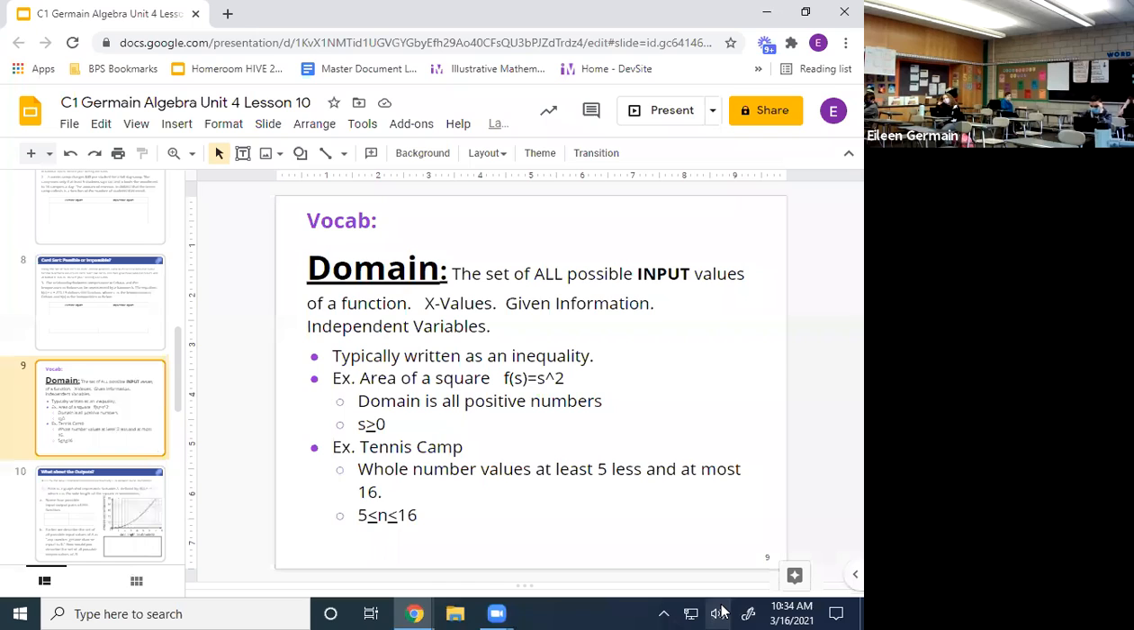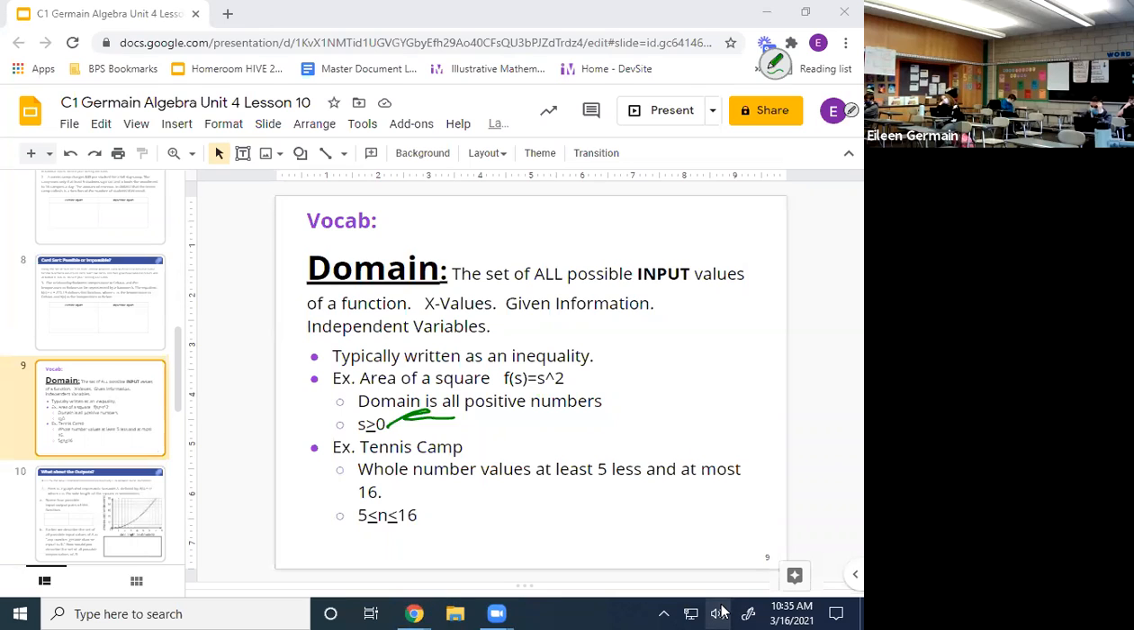Okay. So typically, domain is written as an inequality. For example, when we were looking at the area in square feet, f of s is equal to s squared, the domain is all positive numbers. And we would write that as s, or whatever variable you're using, is greater than or equal to 0. Okay? We write domains and ranges as inequalities.